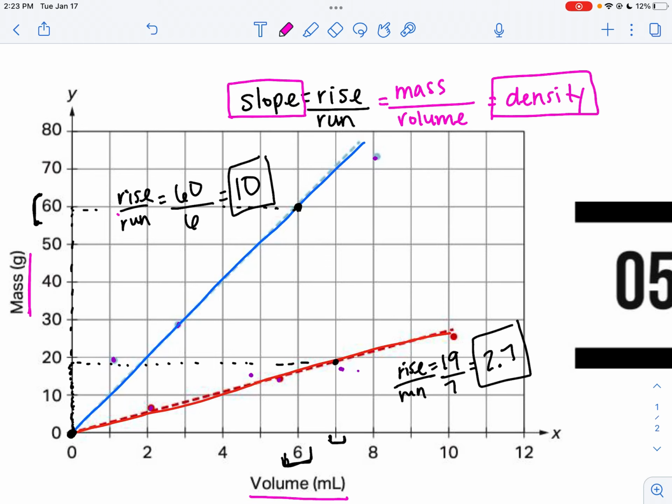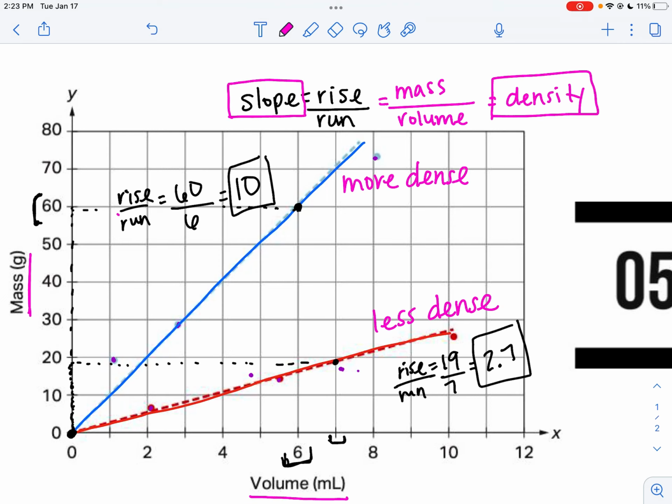So if I have a line like the blue line that is very steep, it's going more upwards. I can see my slope is higher. So that means this sample is more dense. Whereas my red line, my slope is lower, it's more flat. That means this is less dense.